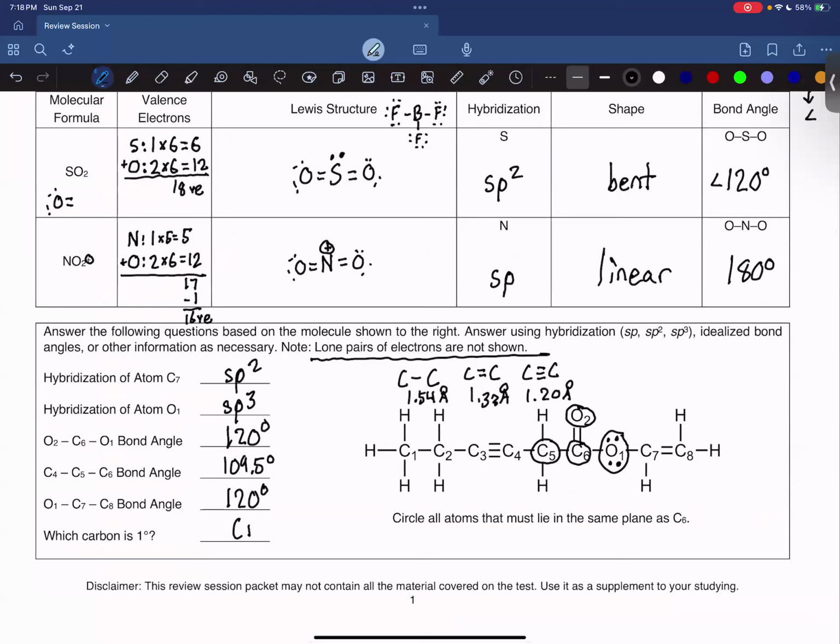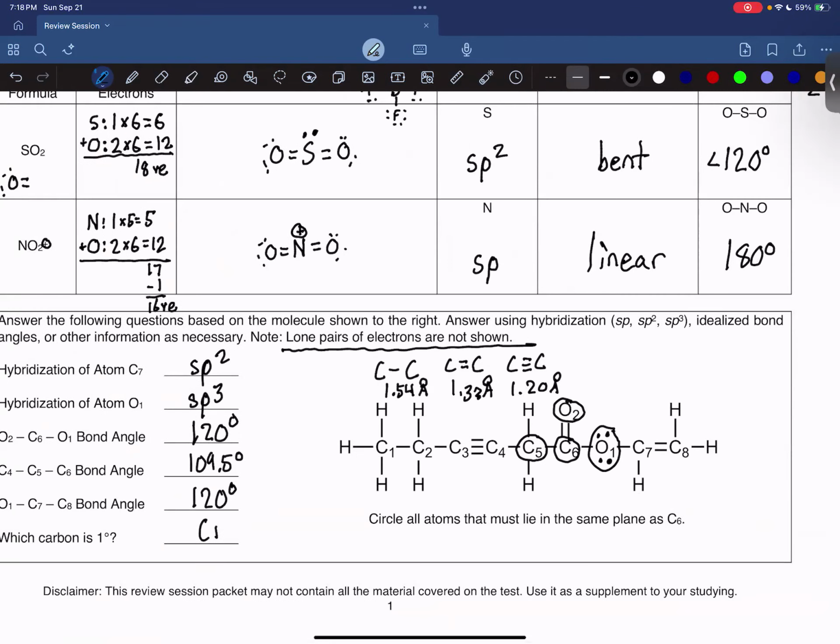Is it because it has to be a single bond? Like, why is it C1 for carbon? Let me look at this one. Circle all atoms in a line the same as C6. Yes, good question. Let me look at this because the answer key says that it's C1, but let's just go through this because it'd be good practice too.